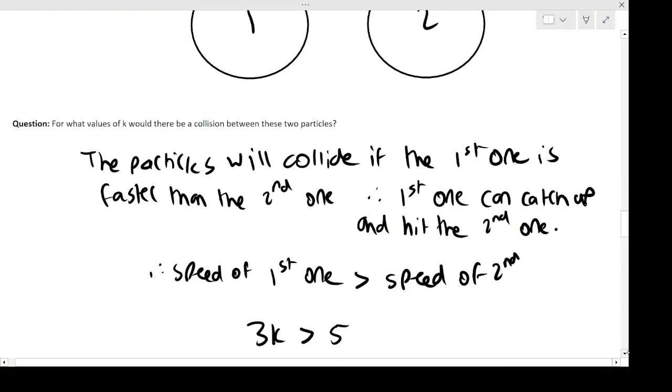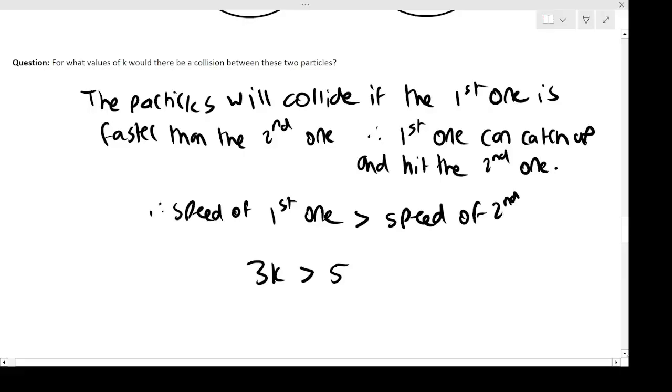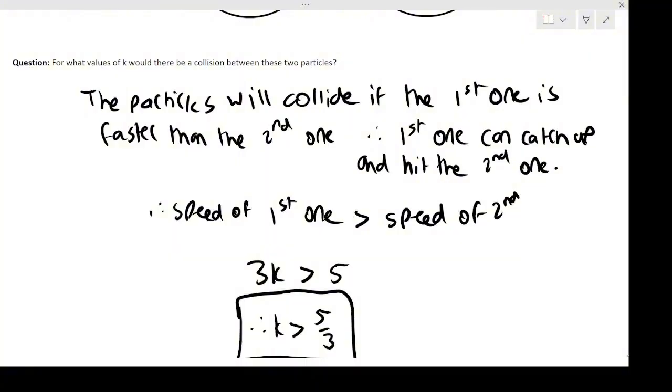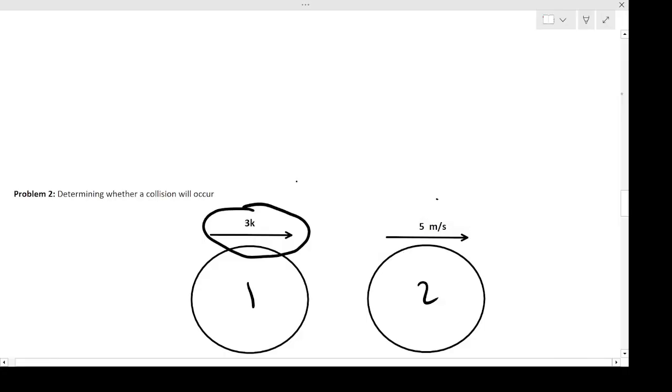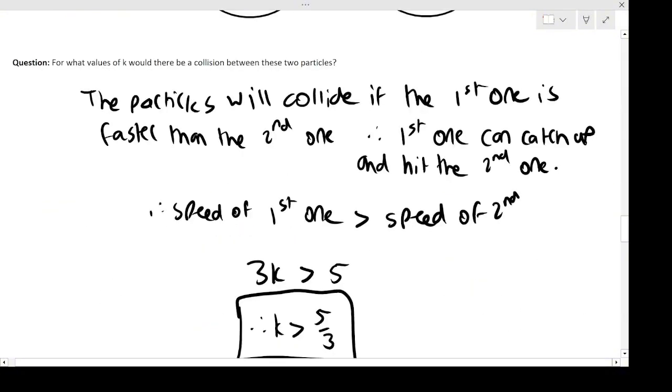And now we've got an inequality to solve. So therefore k is greater than 5 over 3. And there we are. So that tells me that when k is bigger than 5 over 3, that would ensure that the first ball will be faster than the second one, and so then they will collide. Hopefully you can visualize that, but that's the idea.